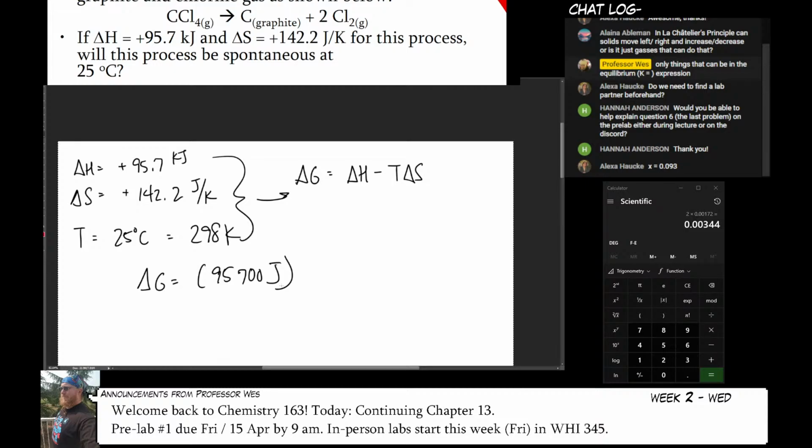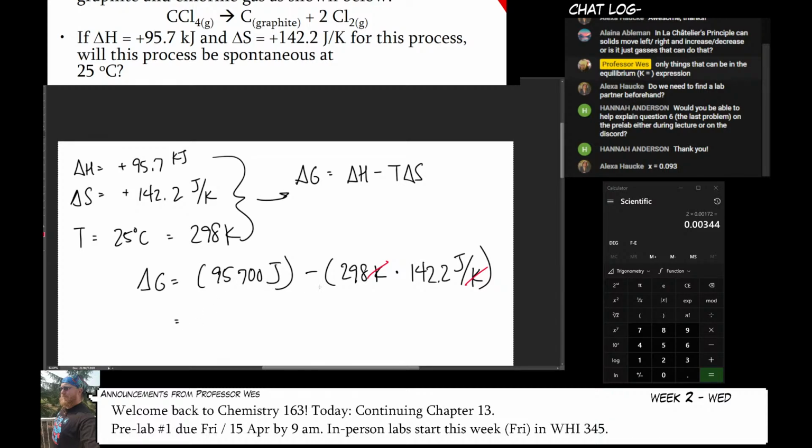Why did I do that? Because I don't want kilojoules and joules together. They don't sum, right? So I'm going to make everything joules so that when I do the expression here, my units will cancel out. So my kelvins cancel out here.